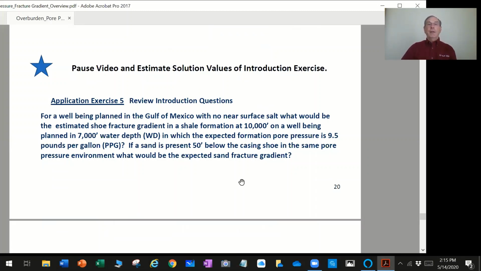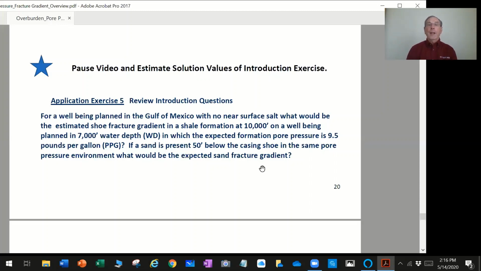Okay, I've listed again in the notes here the introductory questions that I asked. For a well being planned in the Gulf of Mexico with no near surface salt, what would be the estimated shoe fracture gradient in a shale formation at 10,000 feet on a well being planned in 7,000 foot water depth, in which the expected formation pore pressure is 9.5 pounds per gallon? And then I say, if a sand is present 50 feet below the casing shoe in the same pore pressure environment, what would be the expected sand fracture gradient?